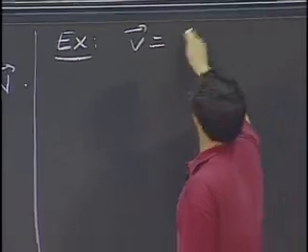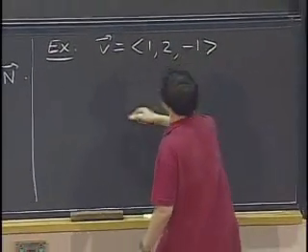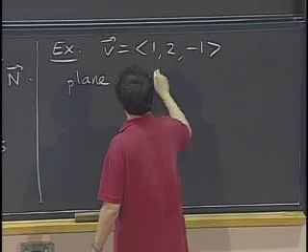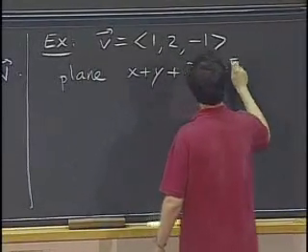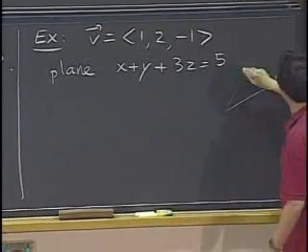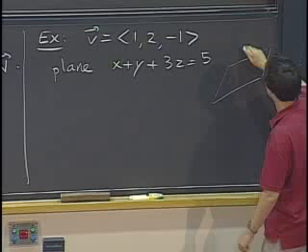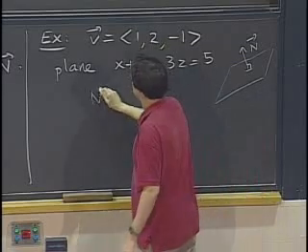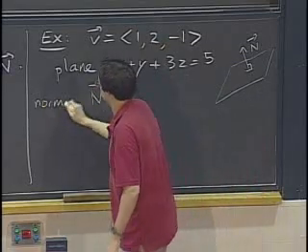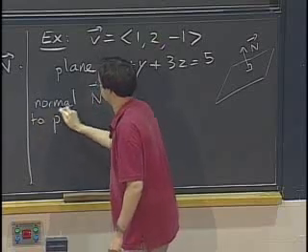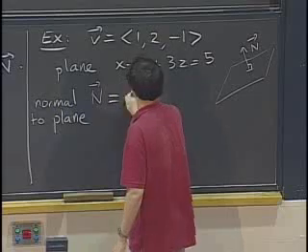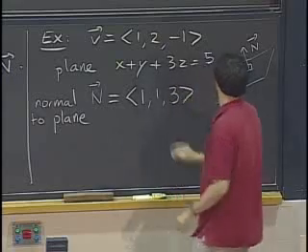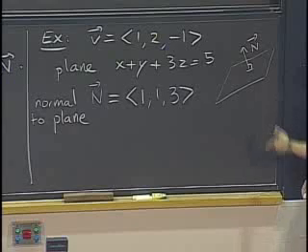Okay, so let's do the example. Say V is 1, 2, -1, and the plane is x plus y plus 3z equals 5. So let's just draw that plane anywhere. It doesn't really matter. Let's first get a normal vector out of it. Well, to get a normal vector to the plane, what I will do is I will take the coefficients of x, y, and z. So that's 1, 1, 3. Okay, so 1, 1, 3 is perpendicular to the plane.